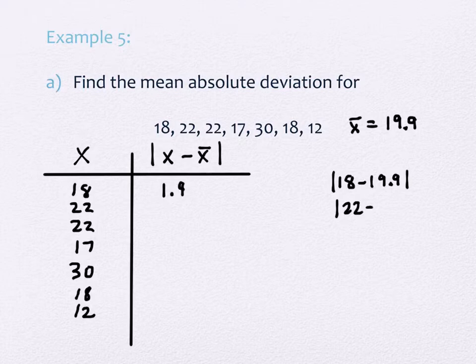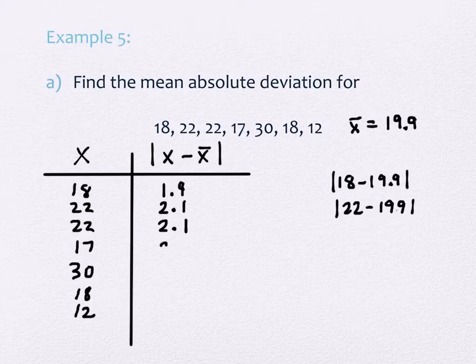We're going to get a 0.1 on that one. Yeah, so 22 minus the 19.9 is going to give me, this one's actually positive 2.1. But again, when I take the absolute value, it all becomes positive, so this is 2.1. And I have another 22 after that, so there's another 2.1. Good job. Okay, how about the 17?